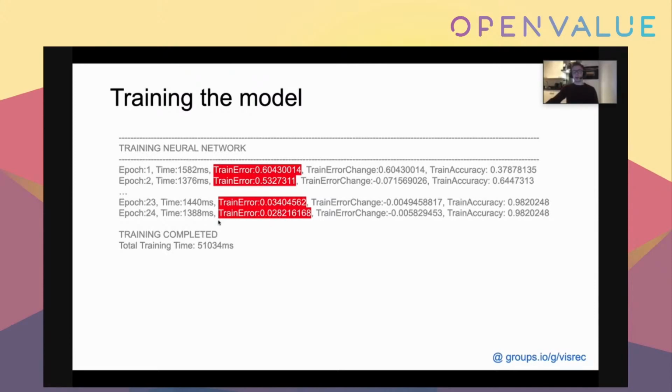slightly decreased by the more iterations that you have. And we set the variable to 0.03, and it obviously hit below that value, so it's going to stop the training. And eventually, it took 51 seconds to actually train the model.